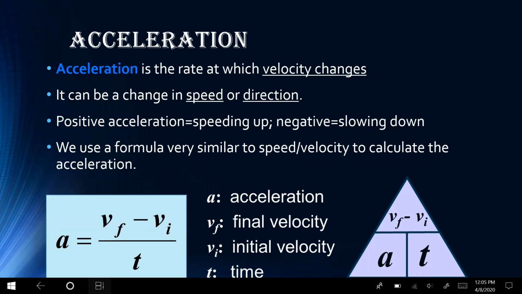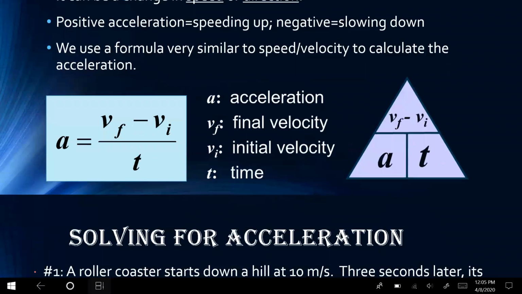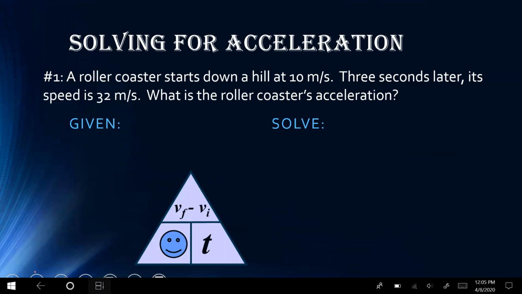And we're going to use the following formula to calculate the acceleration. So acceleration, which is A, is equal to the final velocity minus the initial velocity divided by the time that it took. And they also provide a triangle here that you can use for solving. So we're going to solve for the acceleration here.